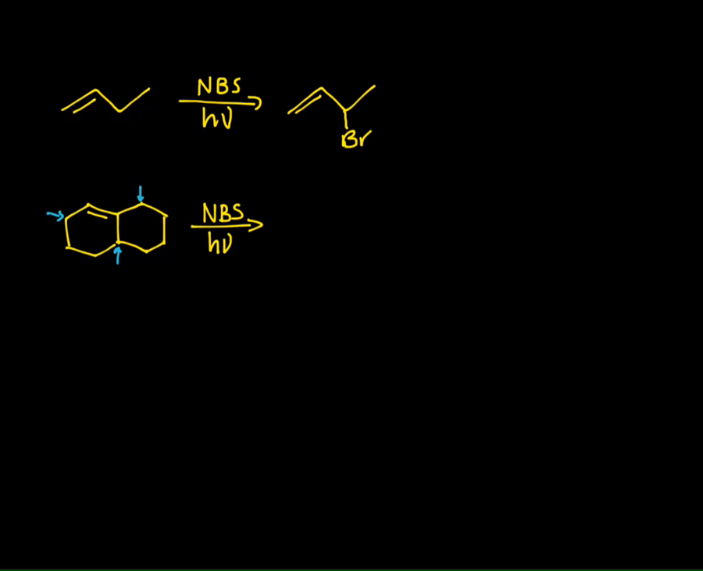regioselectivity for bromination. The one on the left is a secondary allylic. The one on the top right is also a secondary allylic, but the one on the bottom is a tertiary allylic. And so we see that tertiary allylic carbons are going to have their hydrogen abstracted at a much higher rate than secondary, and therefore we get essentially one product, bromination at that tertiary allylic position.